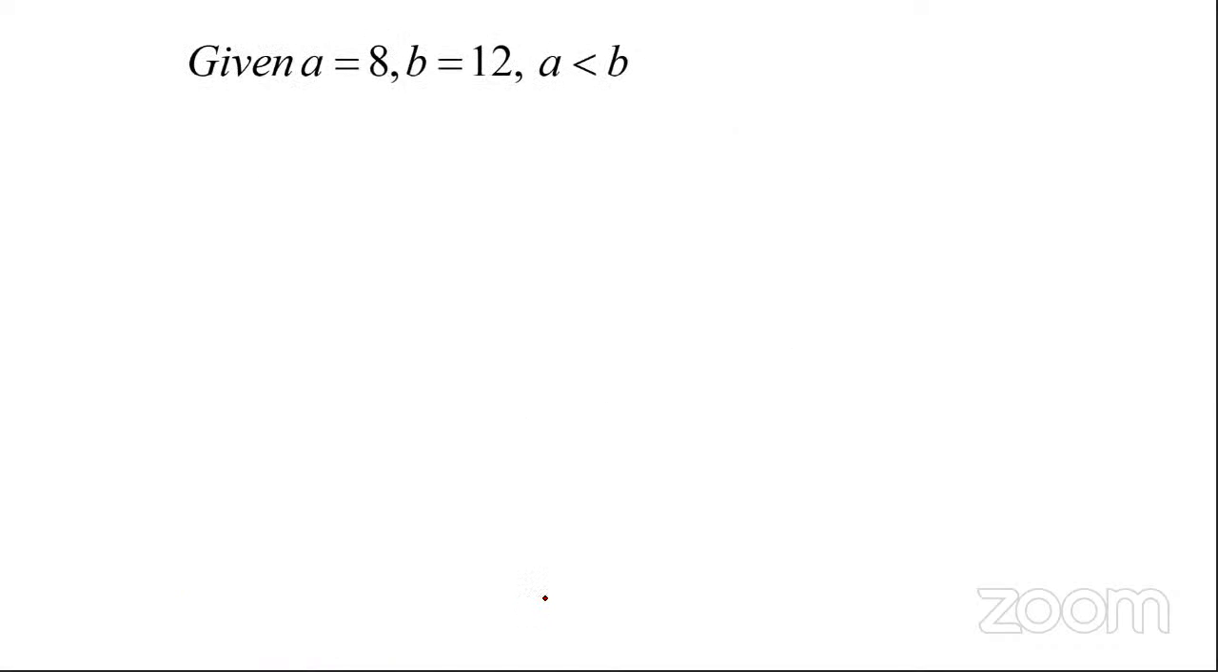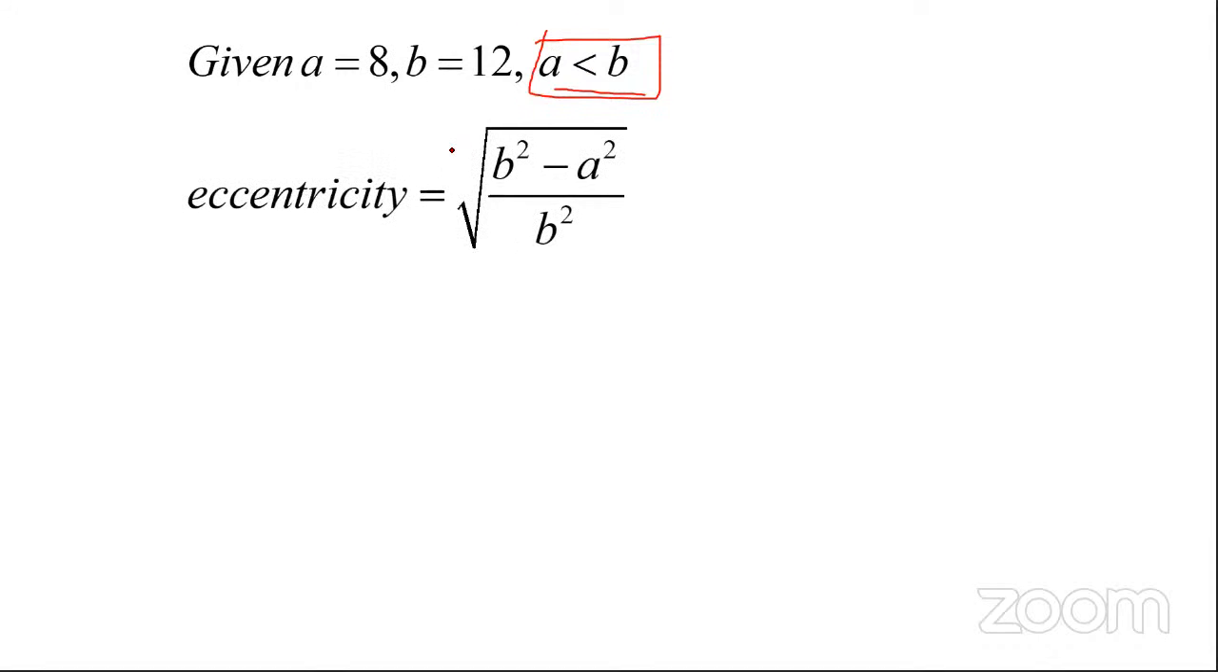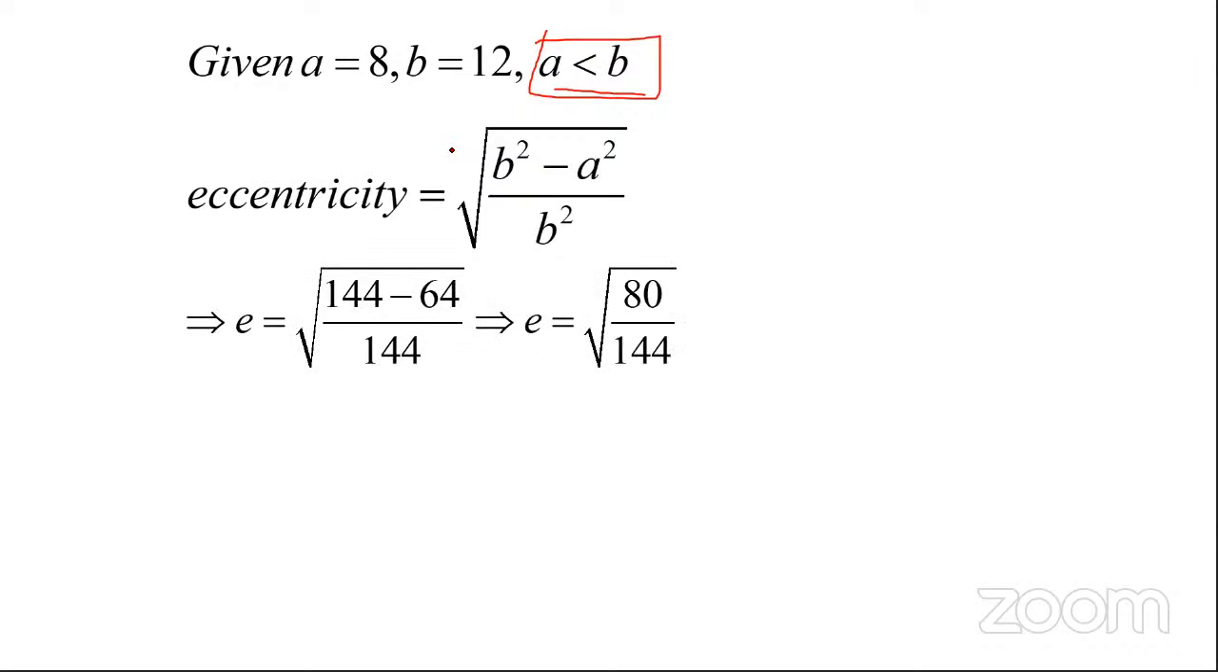Then A equal to 8 and B equal to 12, so A is less than B. And he asked in the question to find the eccentricity of the ellipse, with A equal to 8 and B equal to 12. If A is less than B, the formula is different from when A is greater than B. So the eccentricity is under root of (B square minus A square) by B square. Substituting 12 and 8: 12 square is 144, 8 square is 64, by B square which is 144. Then 144 minus 64 is 80, by 144.